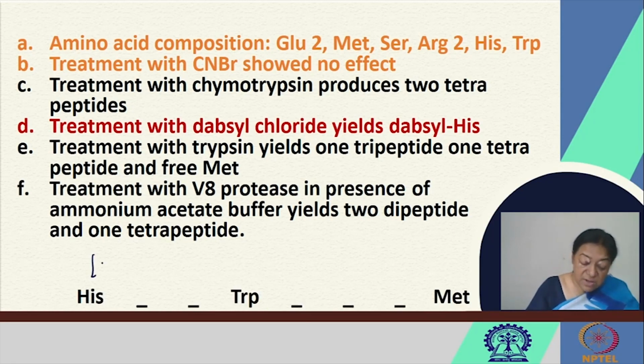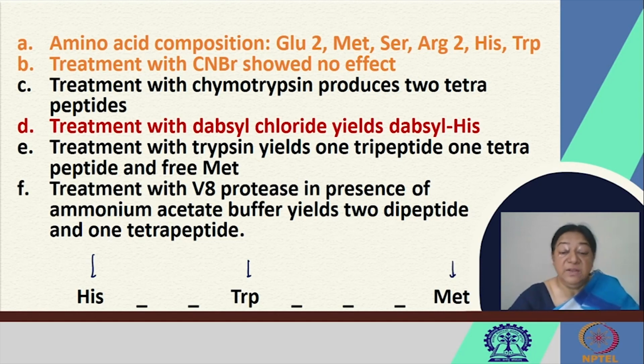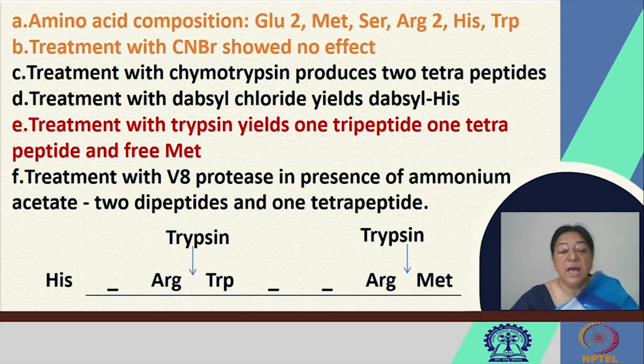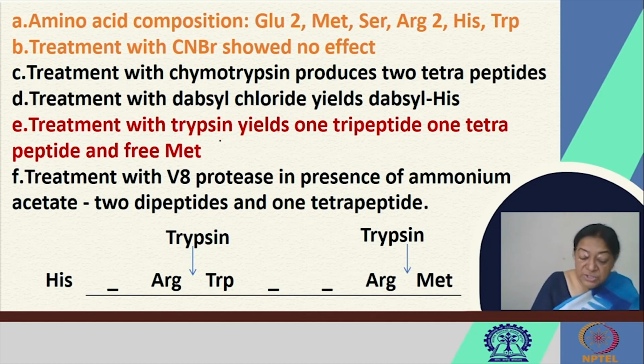So we have histidine here, we have the tryptophan here, we have the methionine here. Now we have to identify the others. So we look at treatment with trypsin. Trypsin will work, we know, after amino acid residues that are basic. So we have arginine and we have arginine here. So the arginine gave one tripeptide, one tetrapeptide.